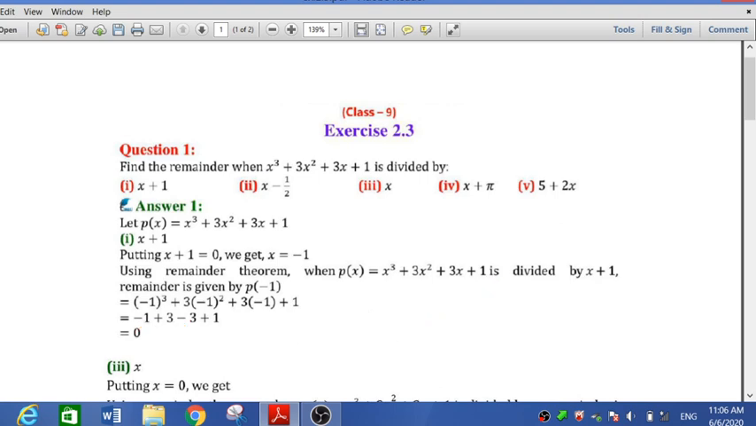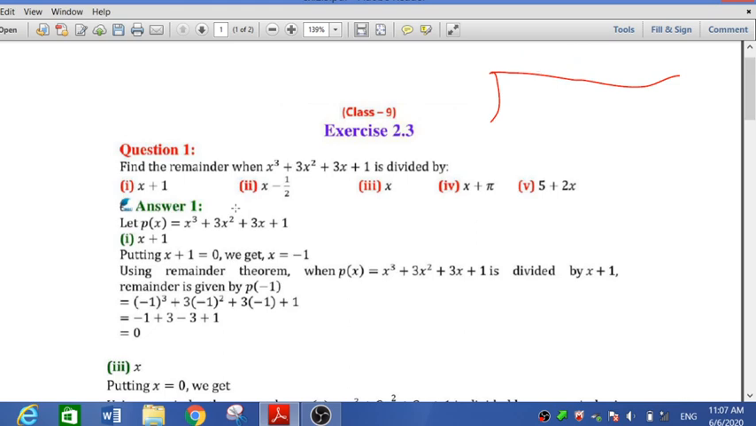We can also do this by long division. We can do it also by long division. But if we want to find out q of x, we can do it by long division method. But if we want to find out only remainder, we have to do it by remainder theorem.